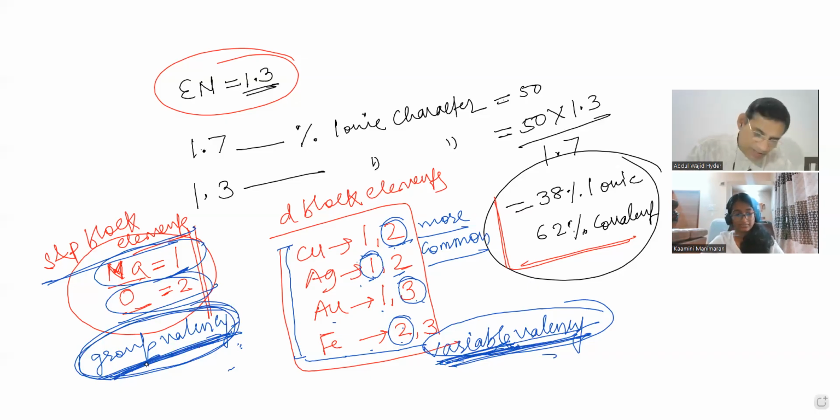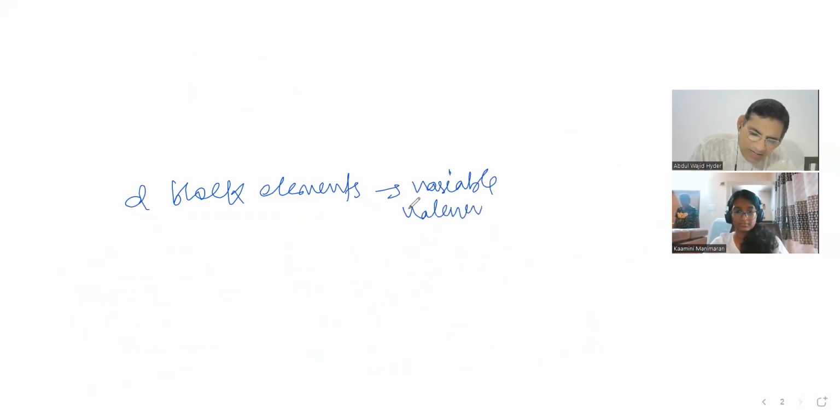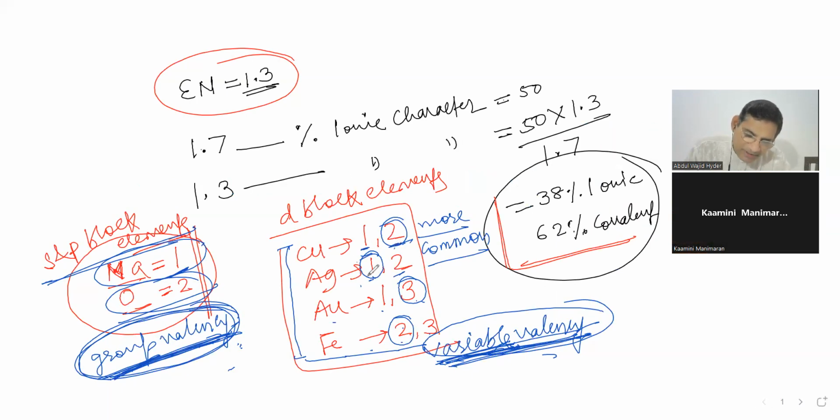Now see, what have you written? You have written D block elements show variable valency. What's the meaning of variable? Variable means many, more than one. Out of more than one, one will be the lower oxidation state, lower valency, and the second will be the higher oxidation state, higher valency. Are you getting my point? See, this is lower, this is higher, lower, higher.